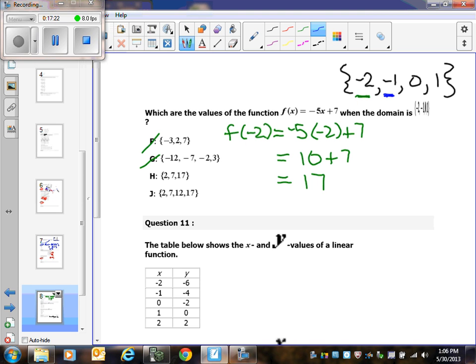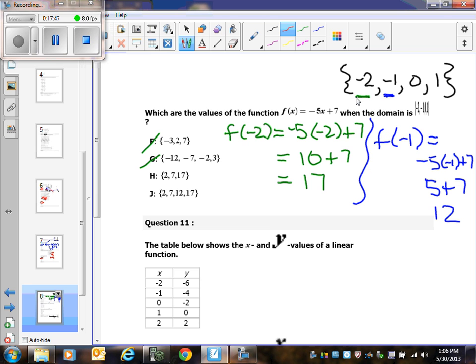Now let's go ahead and plug in -1. So f of -1 is equal to -5 times -1 plus 7. -5 times -1 is positive 5. And 5 plus 7 is 12. So we need to have 7 in there. Okay. Now let's plug in 0. And when we plug 0 in, we're going to have -5 times 0 plus 7, which is just going to give us 0 plus 7, which is 7.